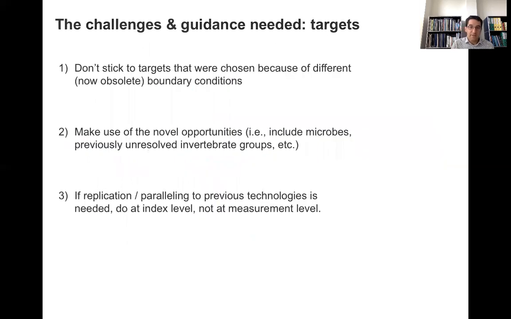So, concluding on the targets, I think we should not stick to targets that were chosen because of different and now obsolete boundary conditions. I think it's very important to make use of the novel opportunities, including microbes or previously unresolved invertebrate groups. And finally, if we aim for replicating or paralleling previous technologies, then I think we should do that at the index level and not at the level of individual taxa measured.